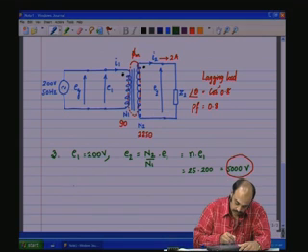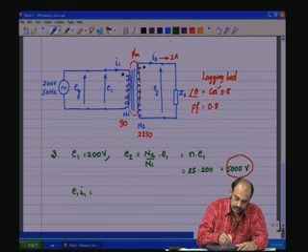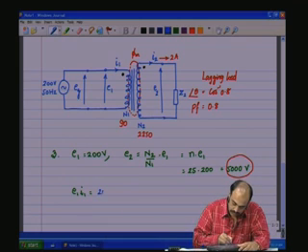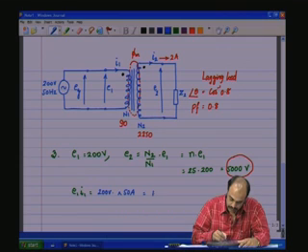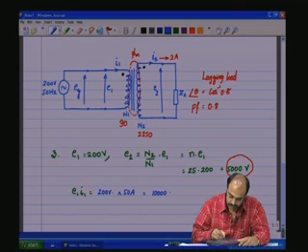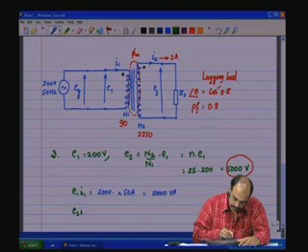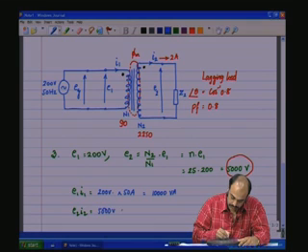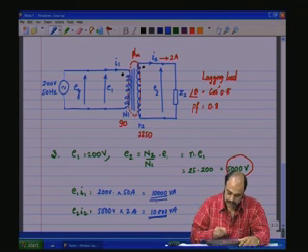Note, E1 I1 is equal to 200 volts into 50 amps, which is equal to 10,000 volt amps. E2 I2, which is equal to 5000 volts into 2 amps, which is equal to 10,000 volt amps VA. So, this power balance should happen.